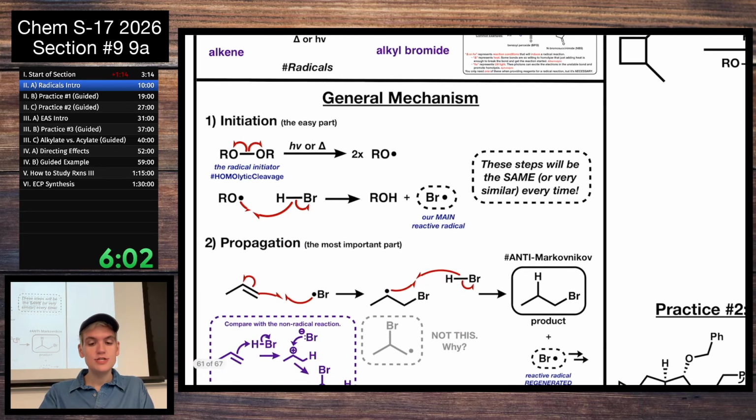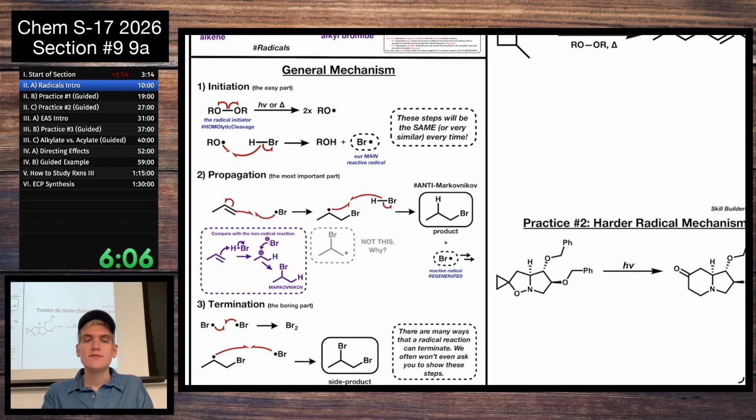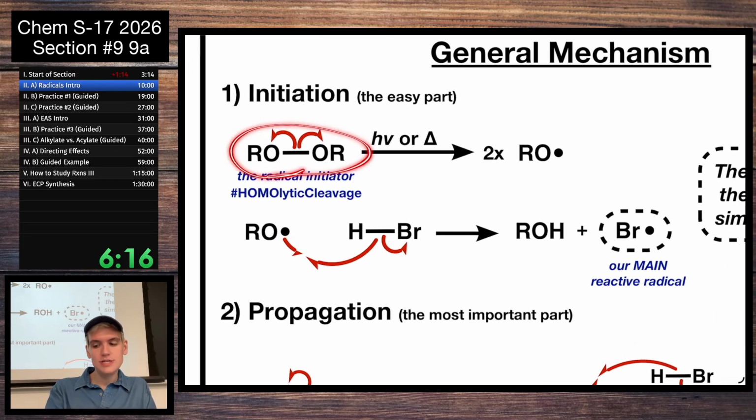So, jumping into the general mechanism, all radical mechanisms have three phases to them: beginning, middle, end. So we start off with initiation. This is how we generate our reactive radical. So we start out with our radical initiator here, our peroxides, and this bond is going to homolytically split. So it's going to split evenly where each one gets one electron. We get two RO dots out of that.